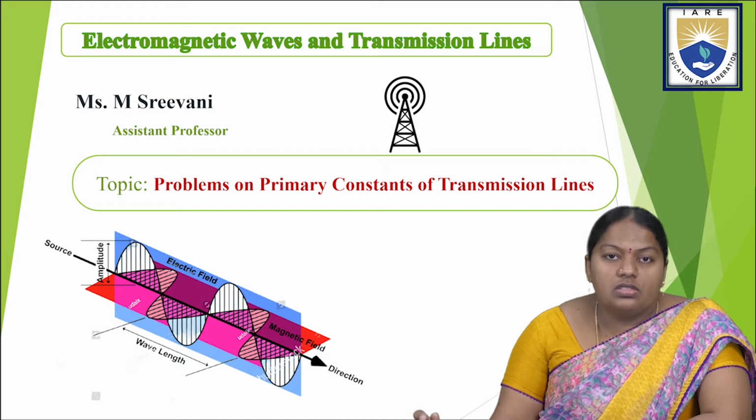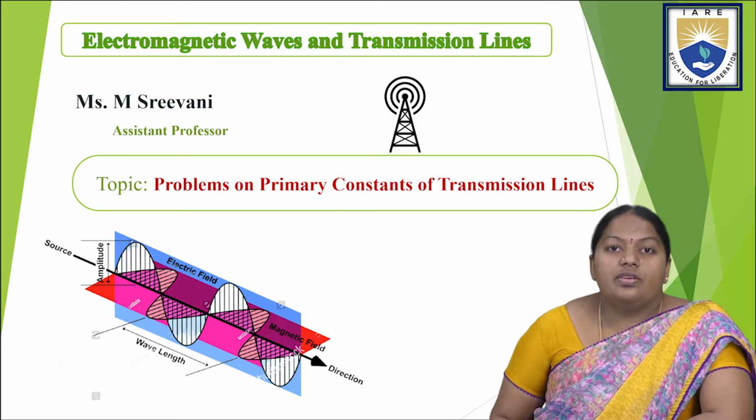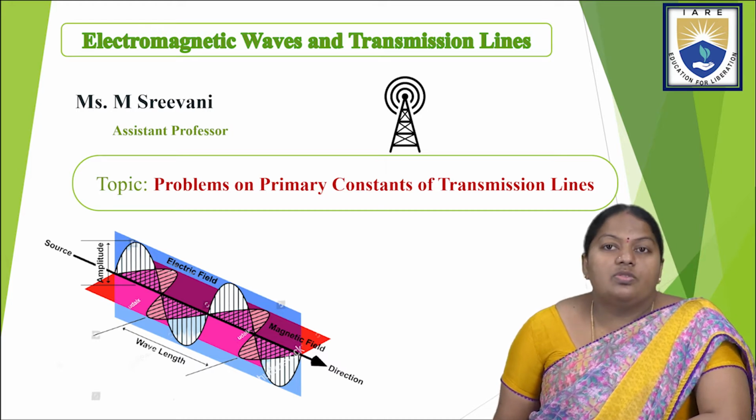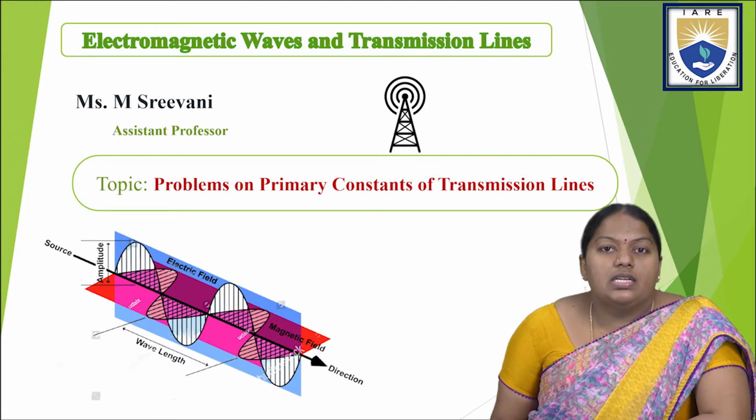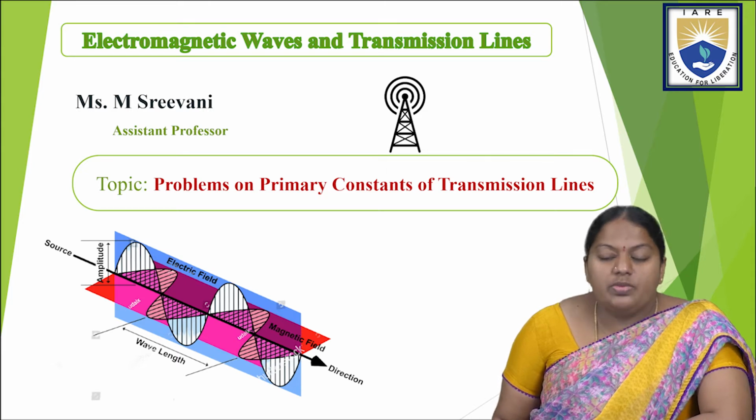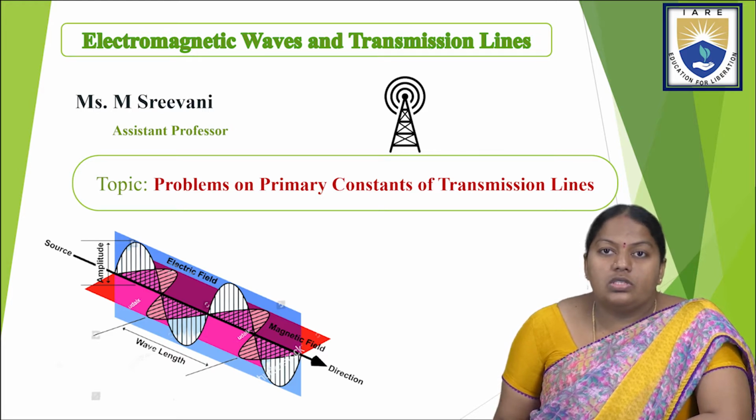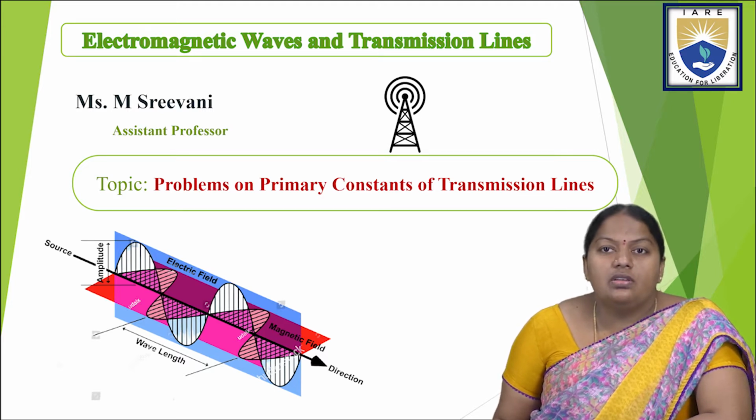So in today's lecture, we are going to solve some problems based upon the primary constants of a transmission line in electromagnetic waves and transmission lines. Before going to solve some problems based upon the primary and secondary constants of a transmission line, let me first introduce what the primary and secondary constants are, and how to express all the primary constants in terms of secondary constants, as well as all the secondary constants in terms of primary constants of a transmission line.